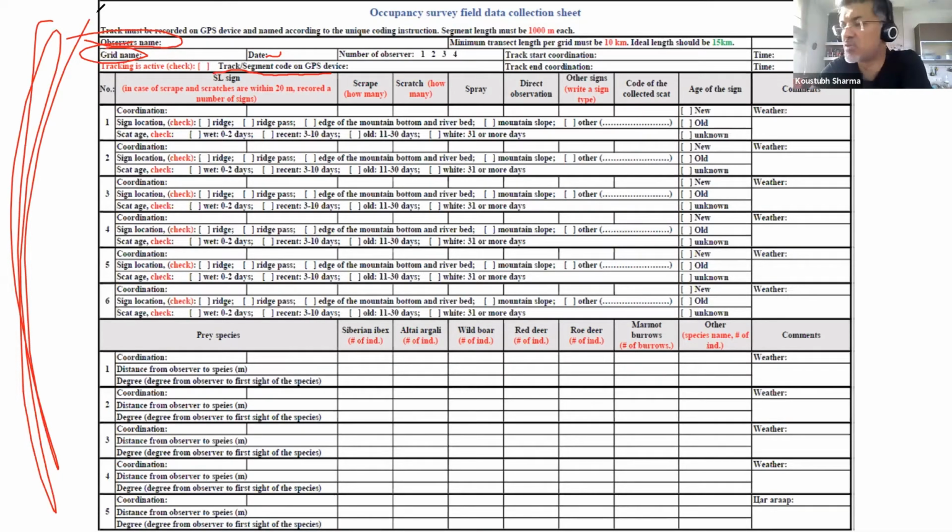Whatever was the length that was chosen, this one form denoted that one segment. If in a survey across the country you've done 10 segments in each grid, then 10 sheets represent one grid, and then you will have multiple grids representing the whole study area.